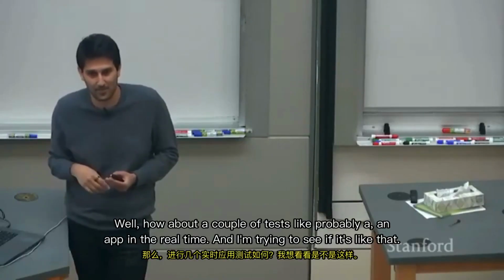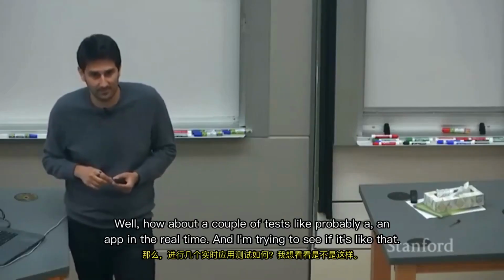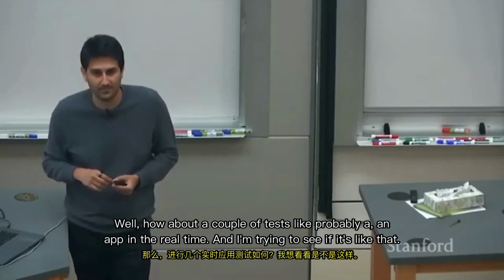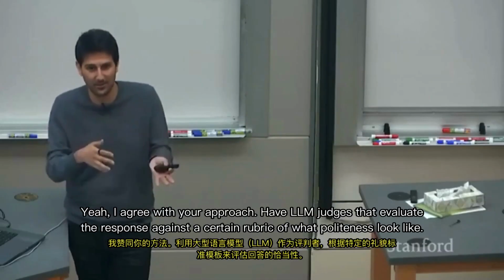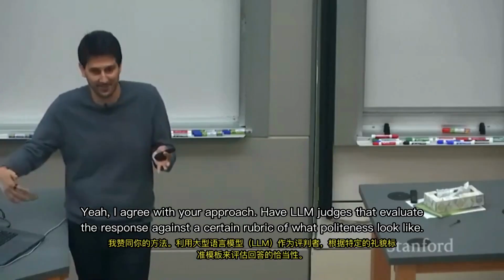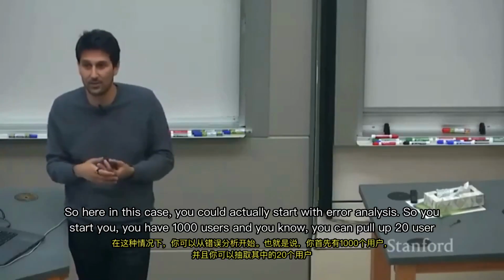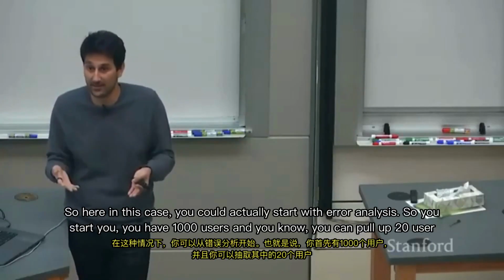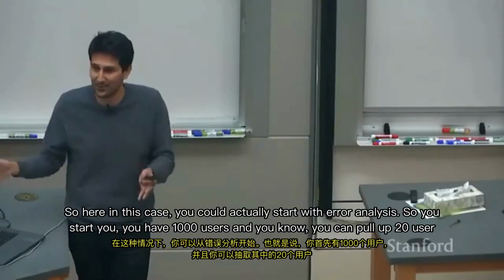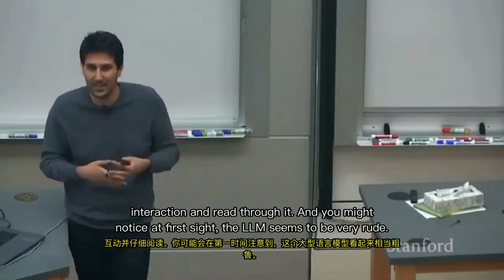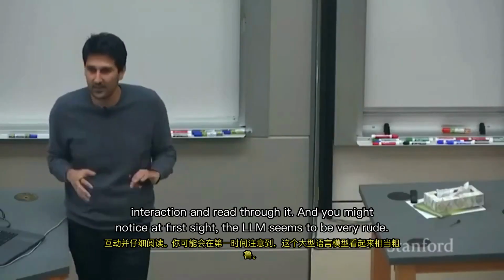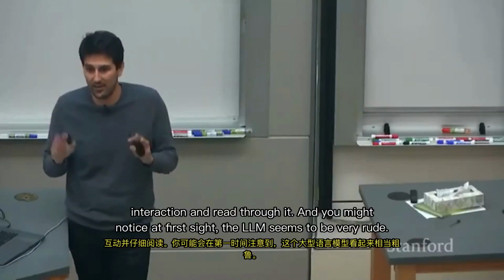So have a couple of tests, like probably another LLM that would evaluate the response and see if it's satisfactory. Yeah, I agree with your approach. Have LLM judges that evaluate the response against a certain rubric of what politeness looks like. So in this case, you could start with error analysis. You have 1,000 users and you can pull up 20 user interactions and read through them. And you might notice at first sight, the LLM seems to be very rude.